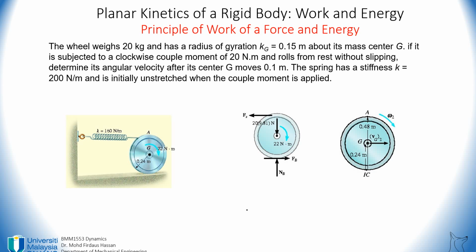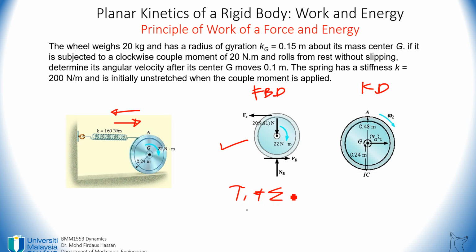Okay, so this is the FBD, and this is the kinetic diagram. You have the spring force there. The displacement is to the right, and of course the spring force is opposite to the displacement. You have a normal force and a friction force FB. You have the weight here, and then you have the couple moment, right? So basically we have T1, which is zero.